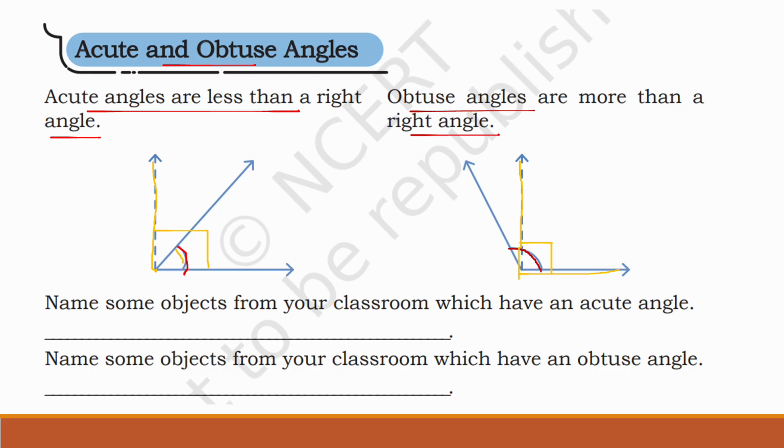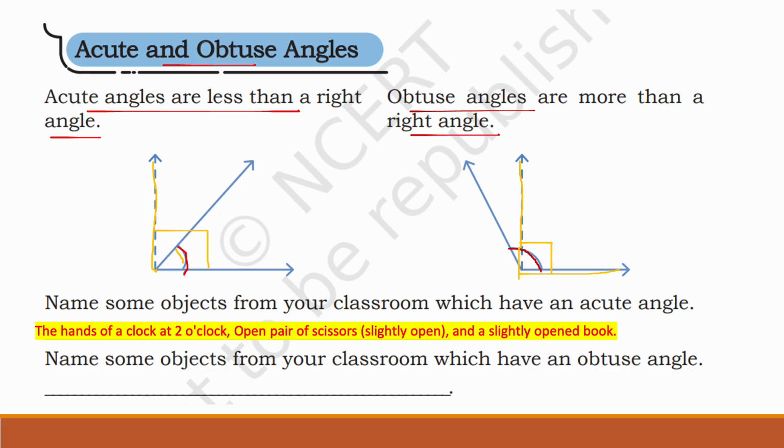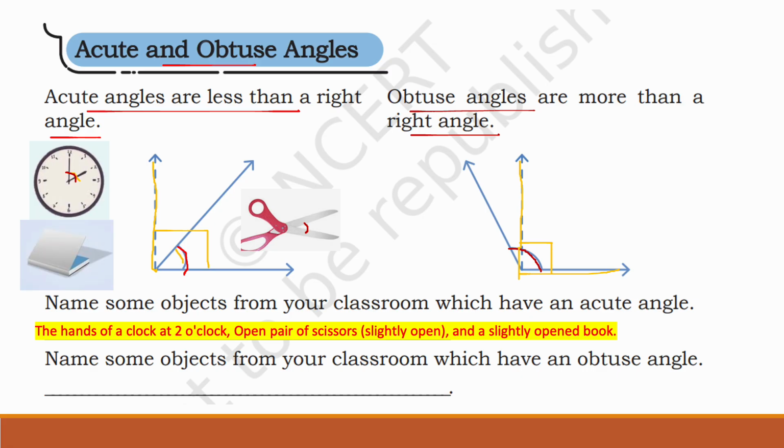Name some objects from your classroom which have an acute angle. See, hands of a clock at 2 o'clock. See this figure. Here, hands form an acute angle. See, this angle is less than a right angle. Then, slightly opened pair of scissors. See, here you can see an acute angle. Then, slightly open book. Here also you can see an acute angle. This angle is less than 90 degrees.